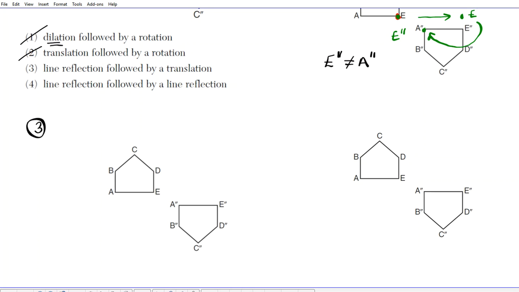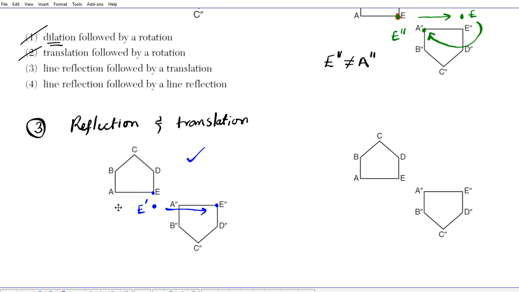Will that work? So when we have a line reflection, let's write out what we're doing here. Reflection followed by a translation. So if you reflect, let's just focus on E. What's going to happen? It's going to flip downwards right here. E is going to end up there. That will be E prime. Followed by translation, if I shift it to the right, E prime is going to end up right here, E double prime. This is perfect.